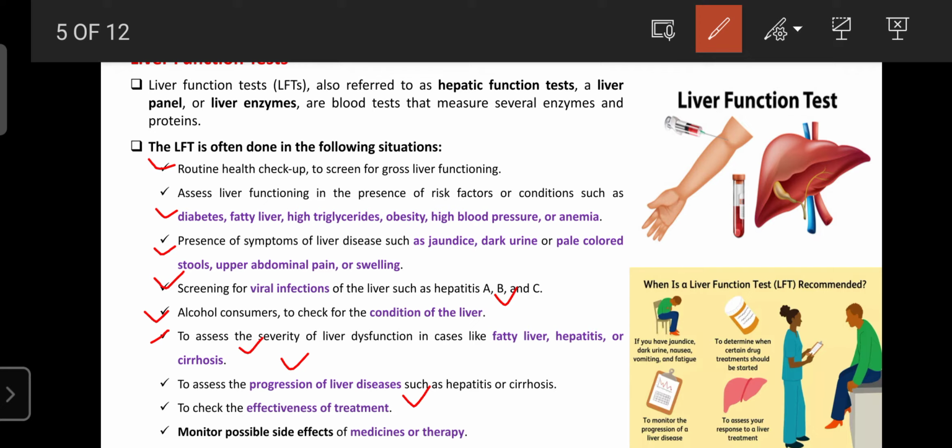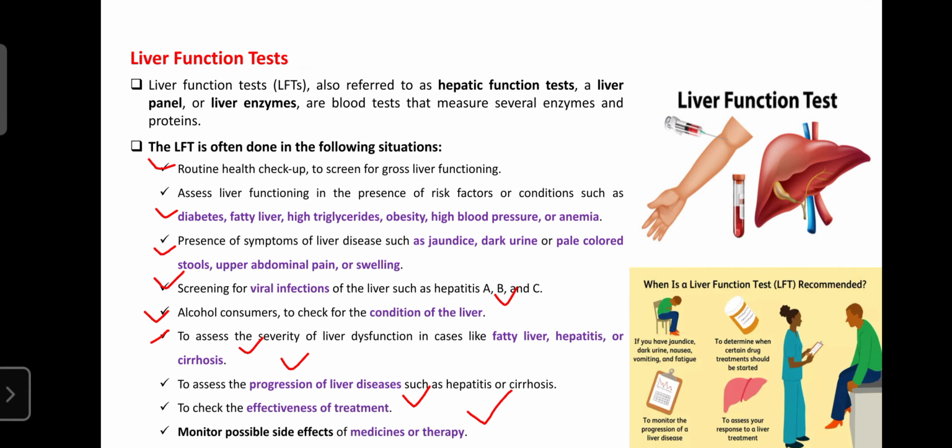And it is also preferred to monitor the possible side effects of medicine or therapy. They want to note down, or monitor, the side effects of the medicines or therapy that were given to the patients, and also new therapies and new medications under study in clinical trials. Their side effects can be monitored by monitoring the liver function test. So these are the various reasons why the doctors prefer the liver function test.